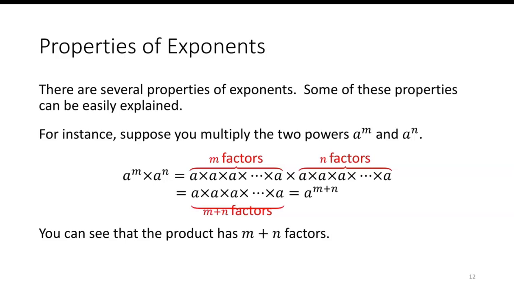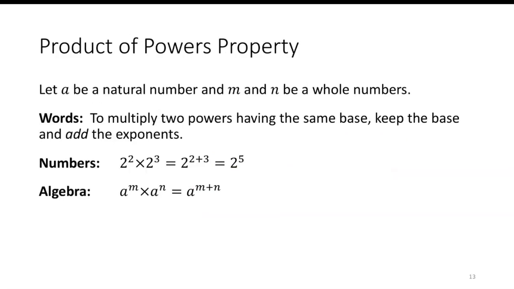So you can see that a to the m times a to the n is a to the m plus n. And that is the product of powers property. So you let a be a natural number and let m and n be whole numbers. That is, a is a number that's greater than 0, whereas m and n could be 0. To multiply two powers having the same base, you keep the base, leave the base alone, and add the exponents. So 2 squared times 2 to the third is 2 to the fifth, 2 to the 2 plus 3. A to the mth times a to the nth is a to the m plus n.